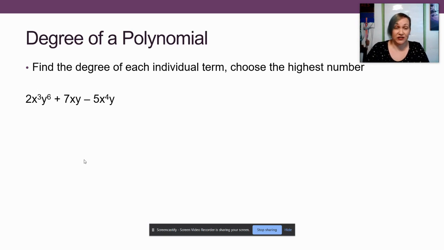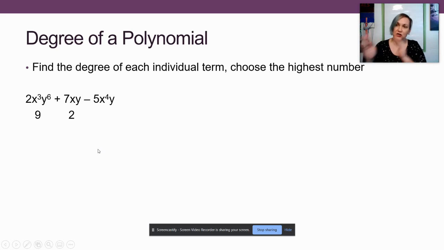In our first example, this is a trinomial. With a trinomial, you're going to find 3 different degrees, one for each term, and then choose the biggest number. Looking at our first term, 2x to the third, y to the sixth, that has a degree of 9, 3 plus 6. For our second term, 7xy, I add the invisible 1 from the x with the invisible 1 from the y, so that's 1 plus 1, and that has a degree of 2.